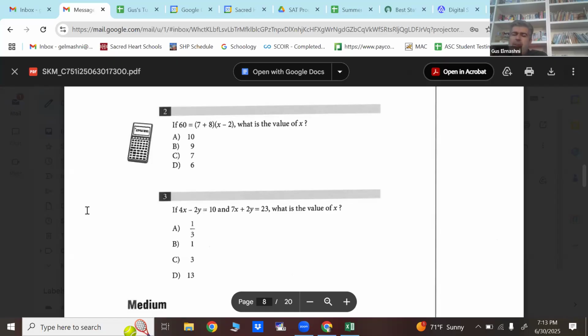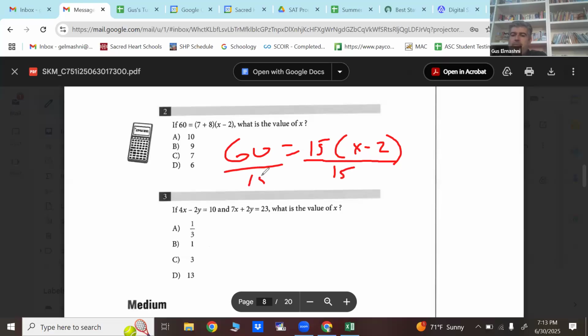Actually, hold on one sec. Let's slow down a little bit. Number 2 is not as crazy as I thought. Sorry, I thought I saw an x in the first set of parentheses. What's 7 plus 8? 15. And then you could divide both sides by 15. Wait, how'd you get 60? Oh, 60 is no problem. I didn't see that. Never mind, I was losing my mind.